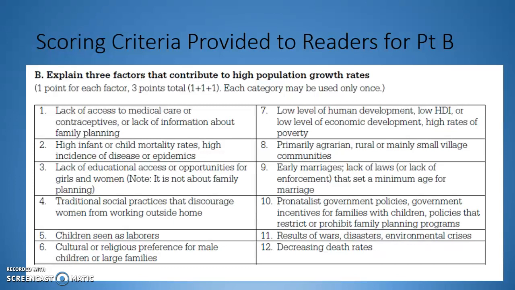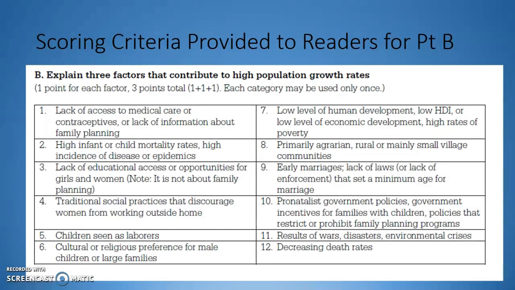Okay, so part B was worth 3 points because you had to explain 3 different factors that contribute to high population growth rates. So for 1, it's a lack of access to medical care or contraceptives. You could reference either one there. Or just that there's not information about family planning. Okay. 2, there's high infant or child mortality rates, high incidence of disease or epidemics. So you could get that point by going either way.